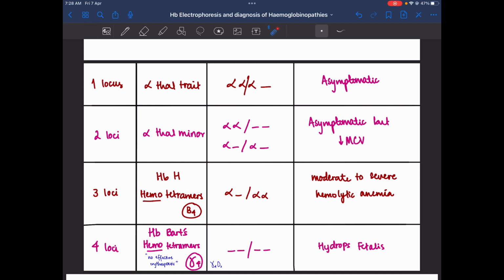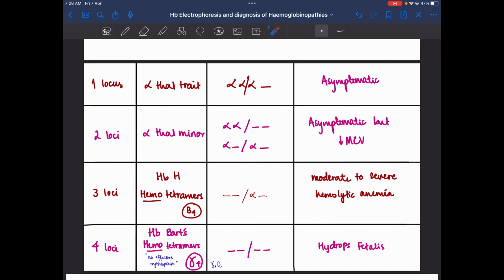With 3 loci, you have something called HbH, so you have hemoglobin H. In this scenario, sorry, I've drawn the wrong picture here. Let me just correct it really quickly. So it's the opposite of what I drew. Okay, there we go.